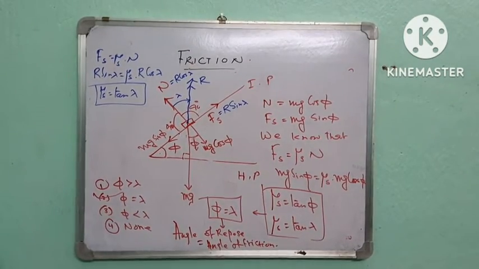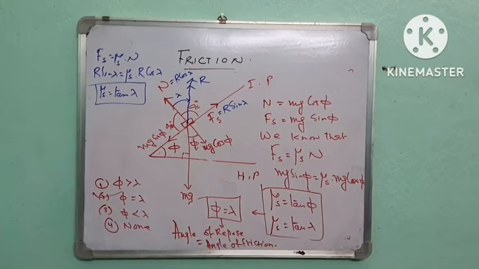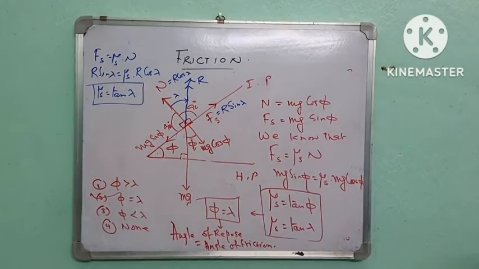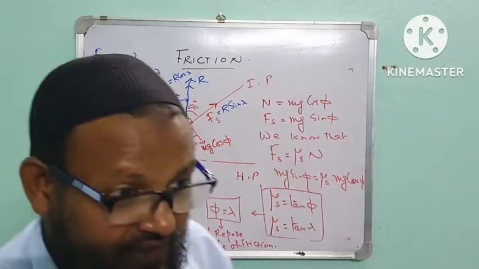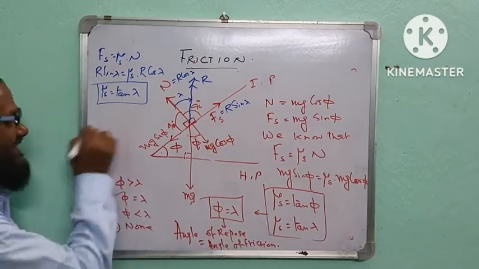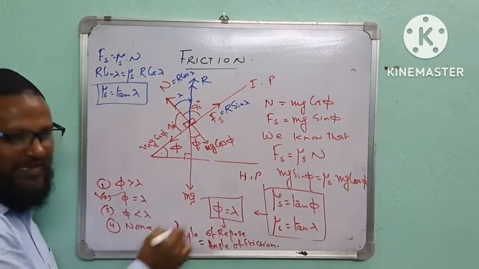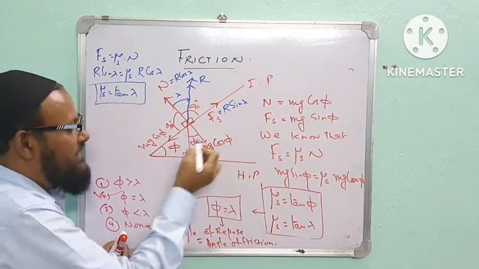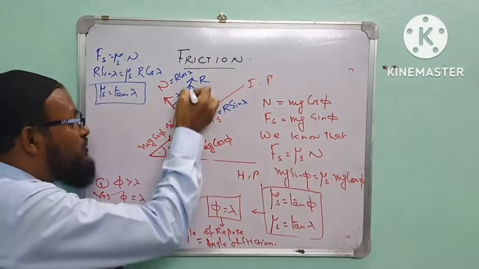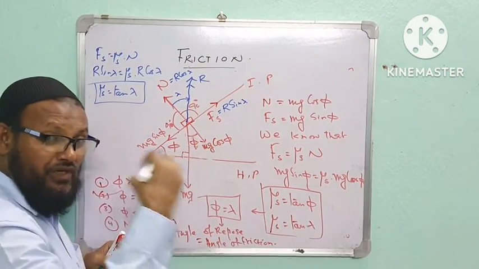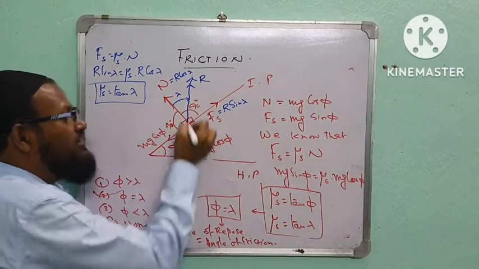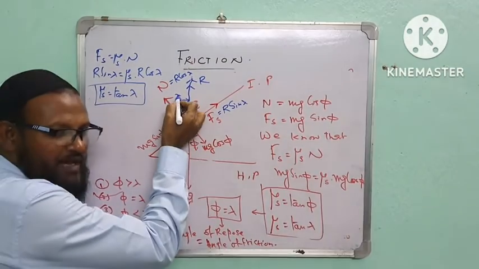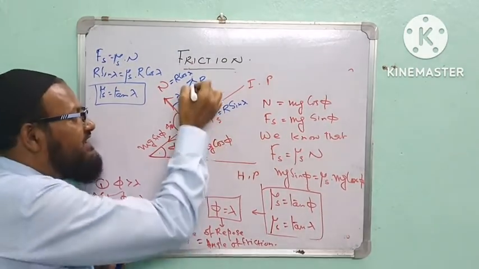Okay, one thing is important. When you are asked to prove that phi equals lambda, what is important? If phi equals lambda, this is a straight line. This angle and this angle are the same, so this should be a straight line. During the drawing of this R, it will be opposite to the opposite. This is one important step.